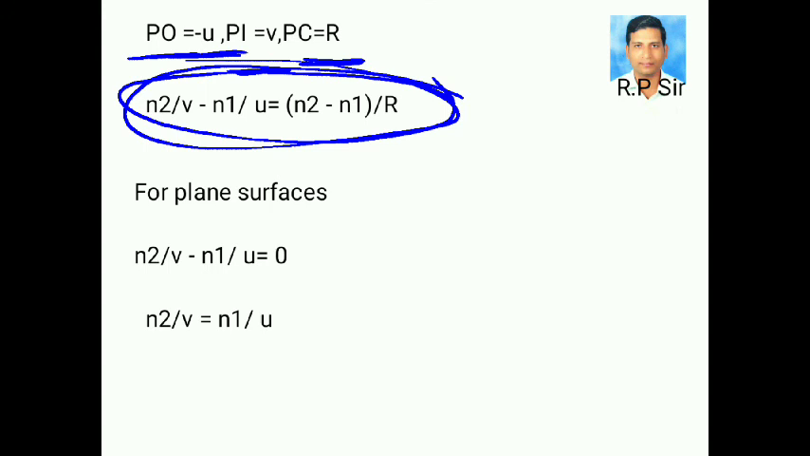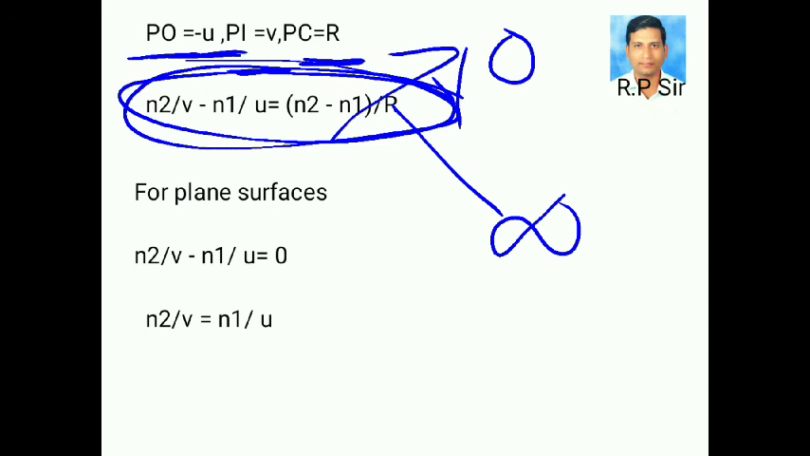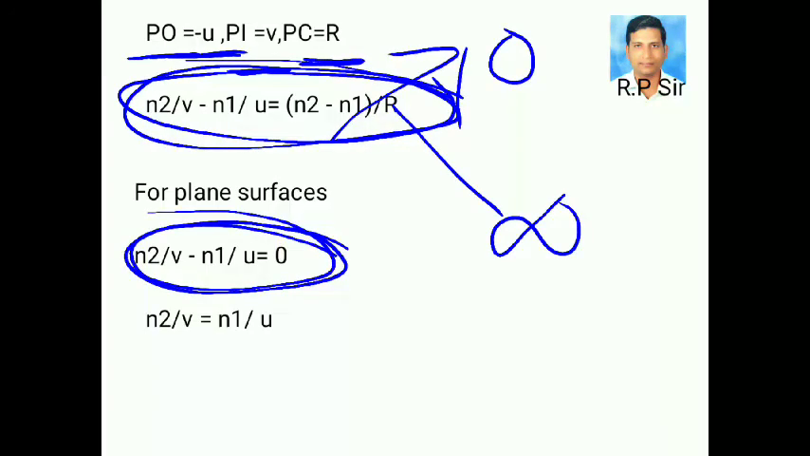For plane surfaces, the radius of curvature approaches infinity. Hence 1 by R becomes 0. So, from the above equation, we get n2 by v minus n1 by u is equal to 0. Therefore, n2 by v is equal to n1 by u. So, this is the equation for the plane surfaces, and the earlier one is the equation for the curved surfaces.